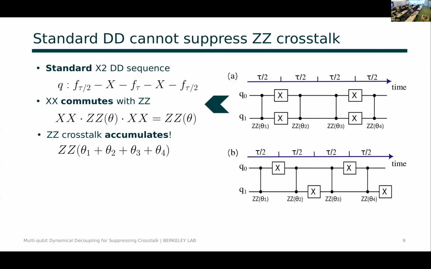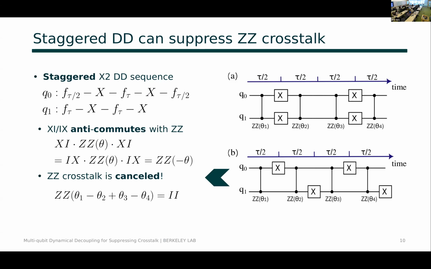During the idle period, we have ZZ crosstalk. It can be modeled using this ZZ gate, where θ is equal to the idle time duration times the ZZ coupling rate between the 2 qubits, which we can obtain from IBM calibration data. We can see that since the XX gates happen at the same time, they commute with ZZ, so this ZZ crosstalk will accumulate across time. So the standard X2 DD sequence cannot address crosstalk.